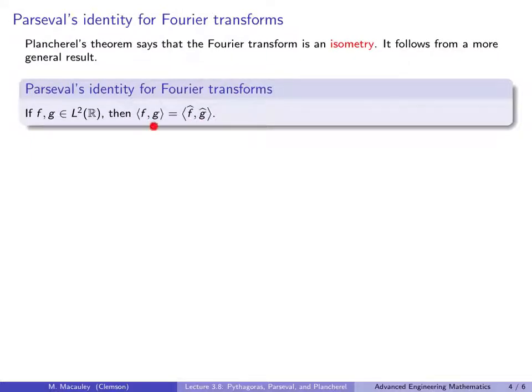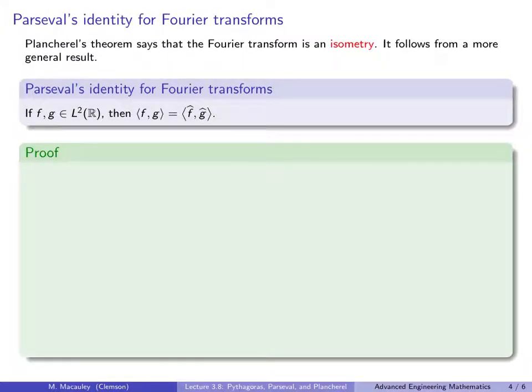And I should say that once we prove this, then Plancherel's theorem falls out right away. You see how and why? Well, just set g to be equal to f, and you get right away Plancherel's theorem, which is a special case. Okay, so let's prove this.